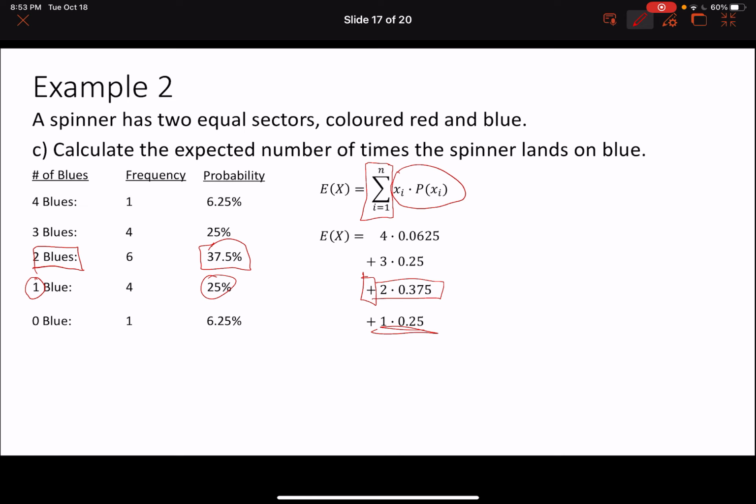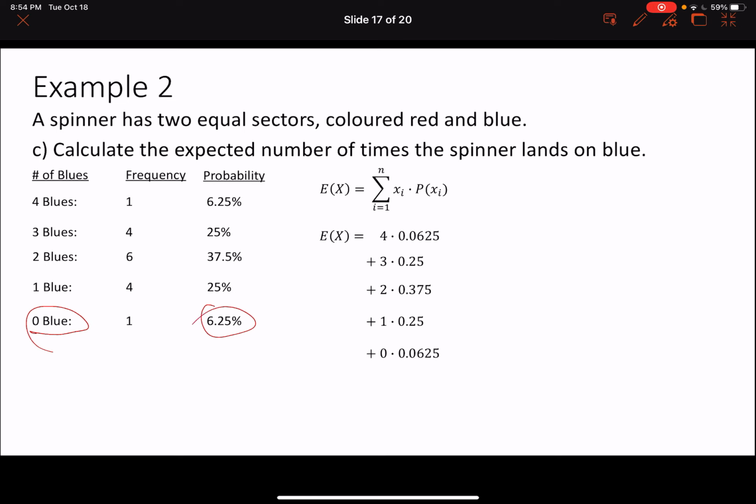Start at the first one, end at the last one, add up the outcome multiplied by the probability of that outcome. And then finally we have the last outcome, 0 times 6.25. Well, that's going to end up equaling 0. So we do that math.